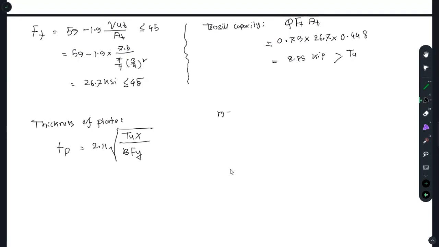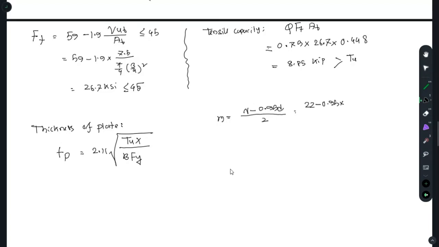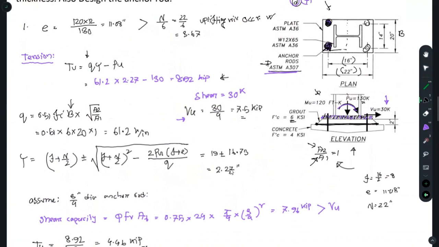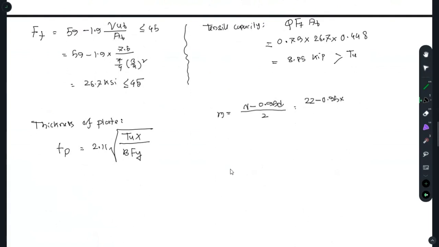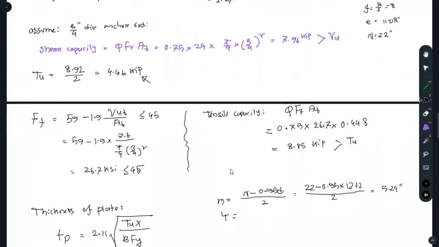For the m value, we have an equation that is n minus 0.95d over 2. Here n is in this case 22.95, and you have the depth of the column section that is given, which is W12x65. So the depth is 12, but actually the depth is 12.122, but you can use 12 inches as well if not given, and you just divide it by 2. So you'll get a value of 5.2 inch. And you have a y value, what you calculated earlier, that is 2.27 inch.